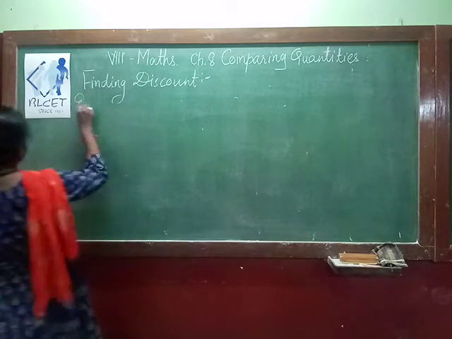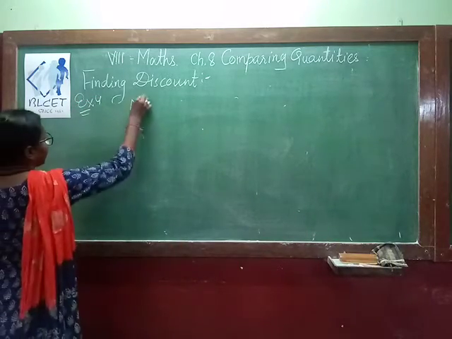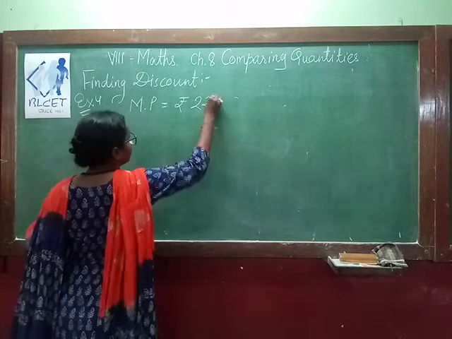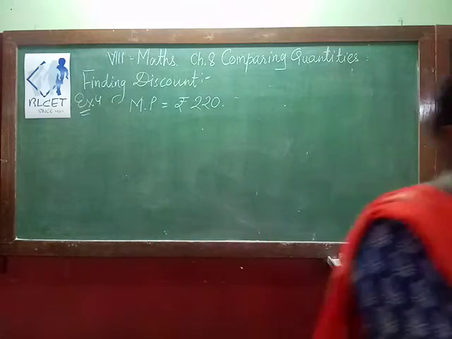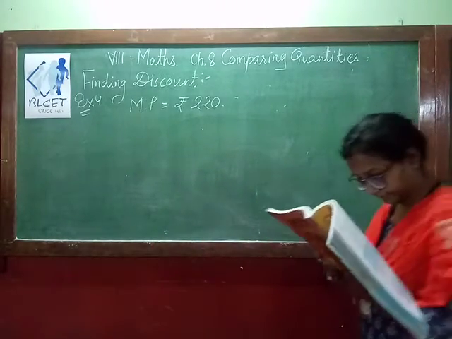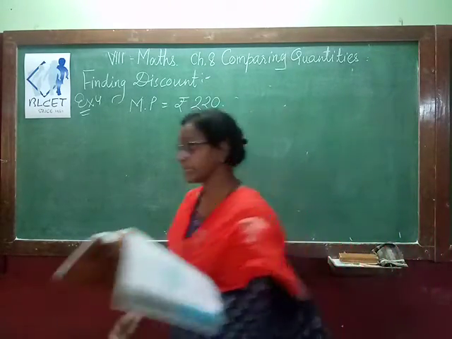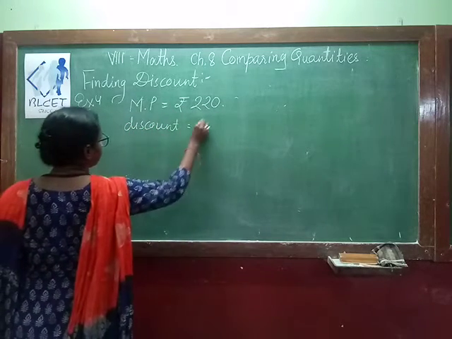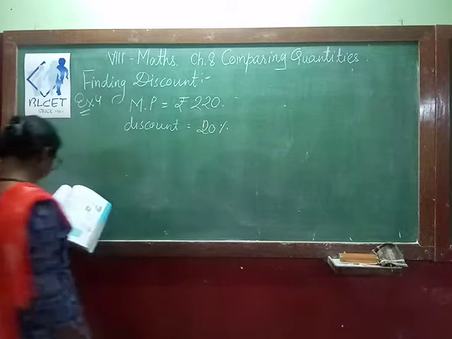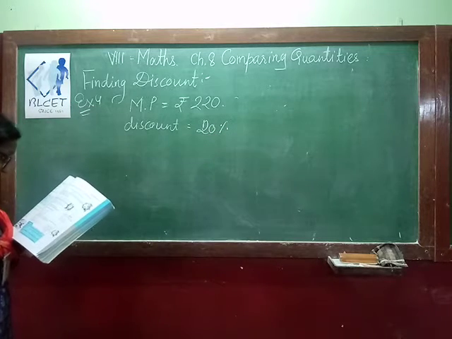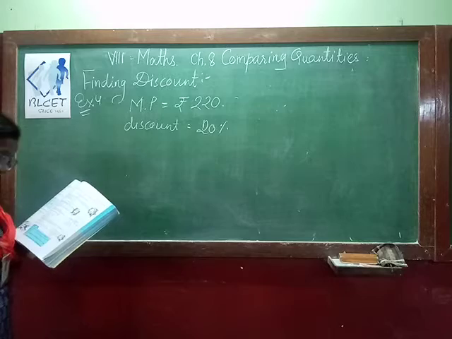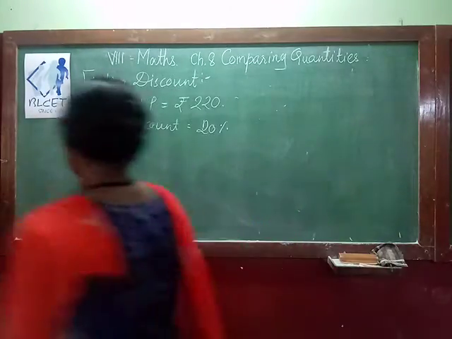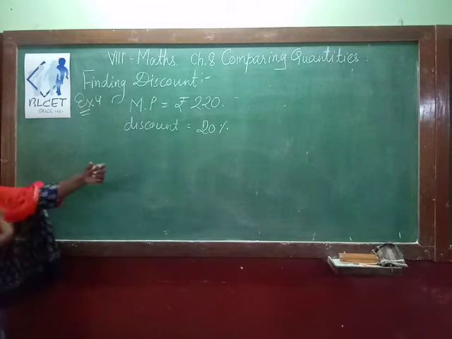So example 4. So whatever your mark price, list price is given, that is your mark price. That is 220. Now what is given? The discount percent. So 20% discount is given. Discount is equal to 20%. What we have to find? Here we have to find what is the amount of discount and sales price. So I am following the method which I taught you in the previous example.